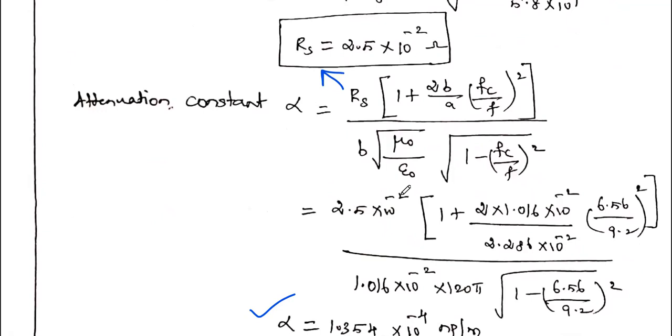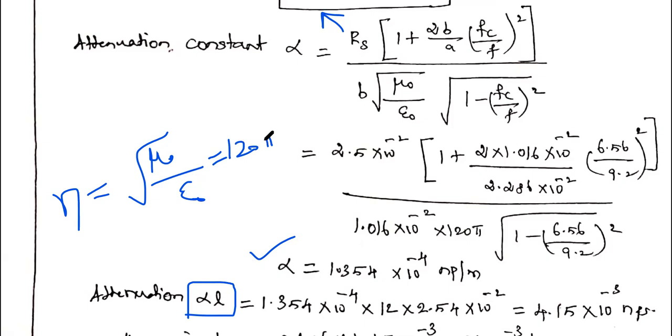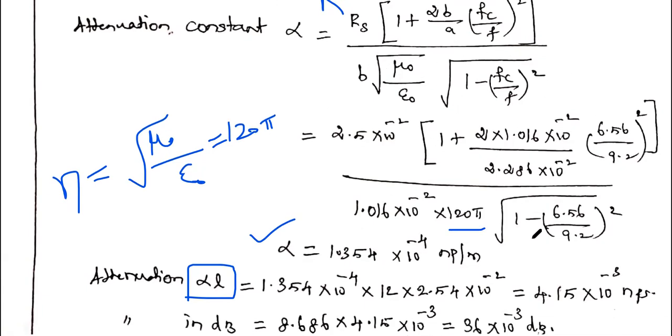So 2.5 into 10 to the power minus 2, times 1 plus 2b by a, into fc by f, the whole square, divided by b into square root of mu naught by epsilon naught. The square root of mu naught by epsilon naught is nothing but the intrinsic impedance eta. The eta value you already know, it's 120 pi or 377 ohms. So this square root of mu naught by epsilon naught is 120 pi. Then this is the b value. Then you substitute and take the square root.